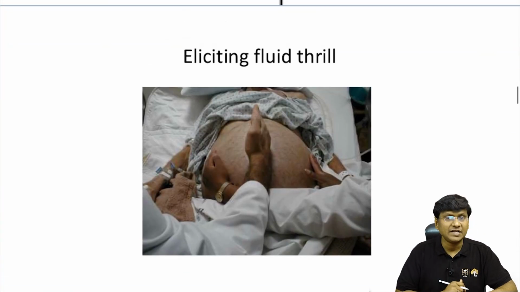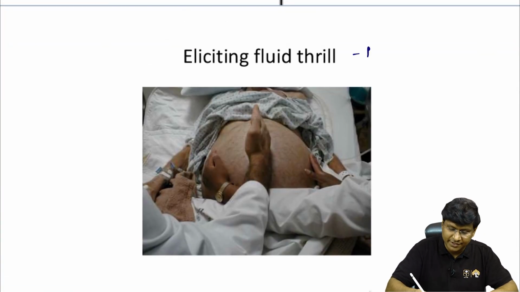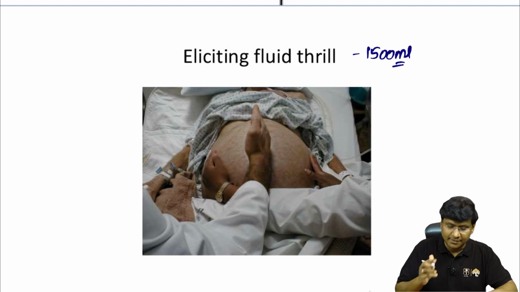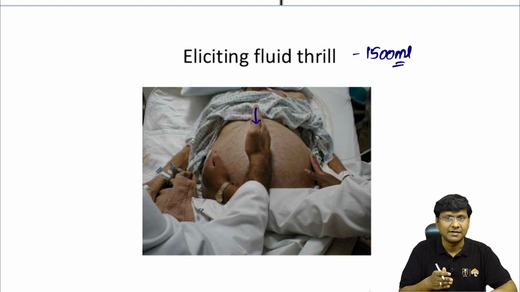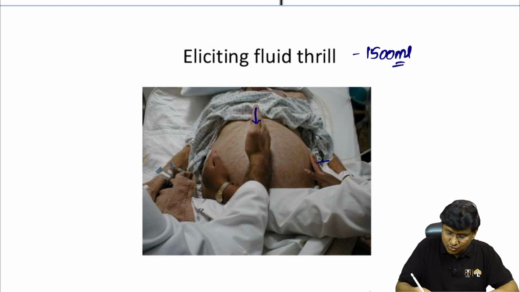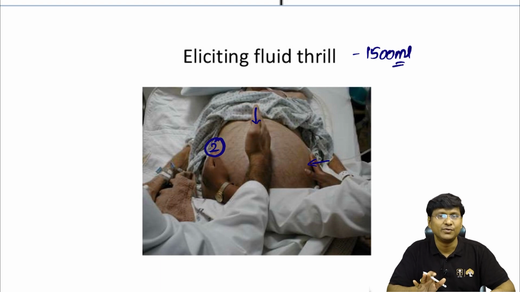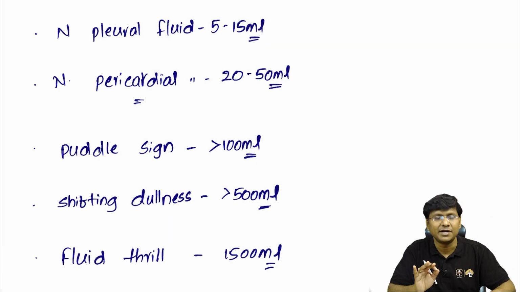Then next is the elicitation of the fluid thrill. This will be positive when the quantity of the fluid in the peritoneal cavity is around 1500 ml, right? This requires two examiners. One examiner has to place the hand in the central part of the abdomen, and the other examiner has to tap over one flank, and he will feel that wave of thrill or the tap on the other hand, on the opposite side. So this is how you will demonstrate the fluid thrill, right? This is about the quantity of the fluid as well as the various demonstrations.